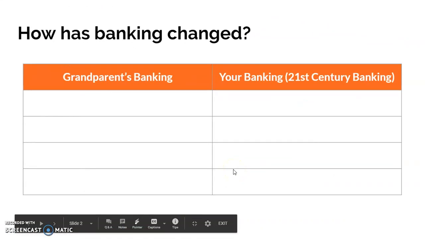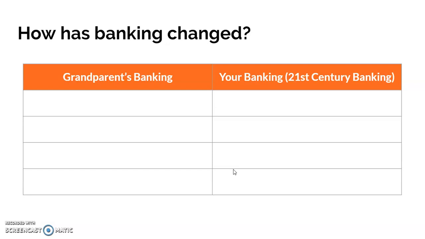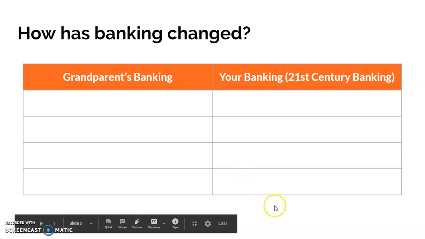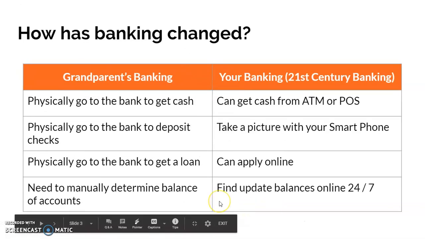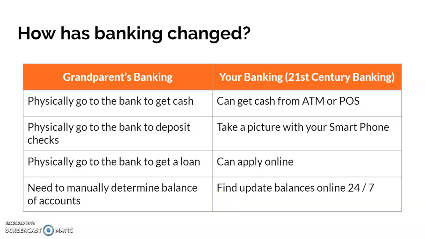All right, so when it comes to the banking industry and the way that we as customers do our banking, things have changed quite a bit over the last number of years. Let's compare how our grandparents did their banking versus how we do our banking in the 21st century. Our grandparents physically had to go to the bank in order to get cash, make a deposit, and get a loan. And in order to make sure that the balances of the accounts were accurate, they had to manually determine those balances. Quite a bit different from the 21st century banking that we are accustomed to today.